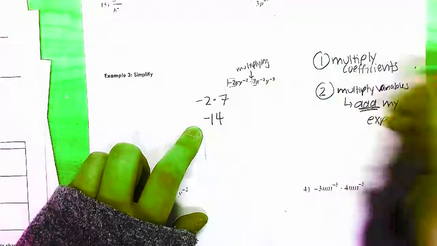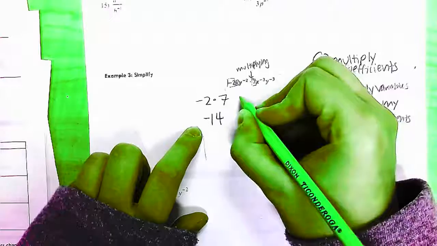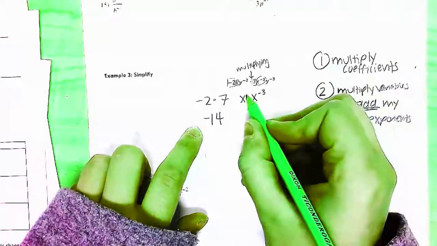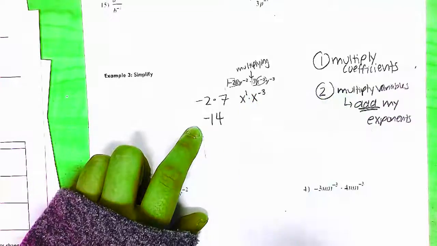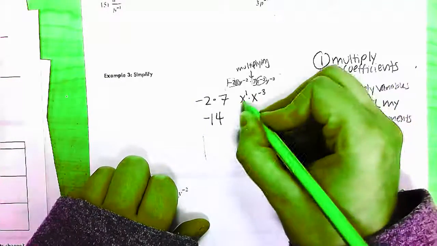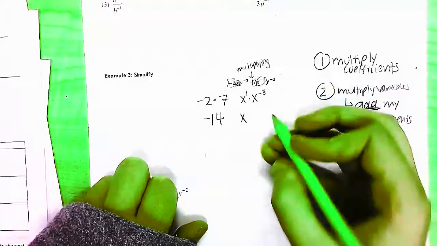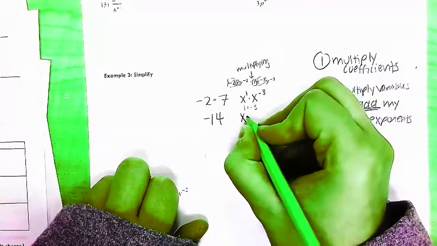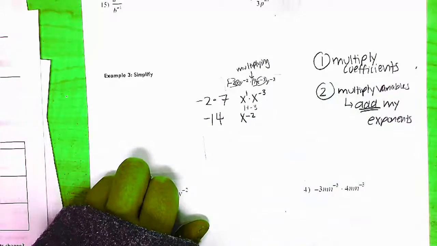Over here, I'm next going to look at my variables. I see I have an x times x to the negative 3. If I don't see an exponent, my invisible exponent's a 1. So when I'm multiplying x times x, x is my base. That base stays the same. I know I got to add my exponents. So 1 plus negative 3 gives me a negative 2.